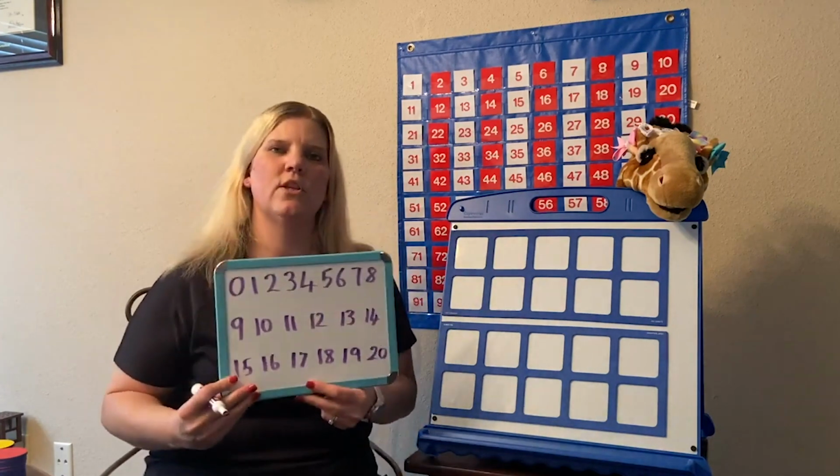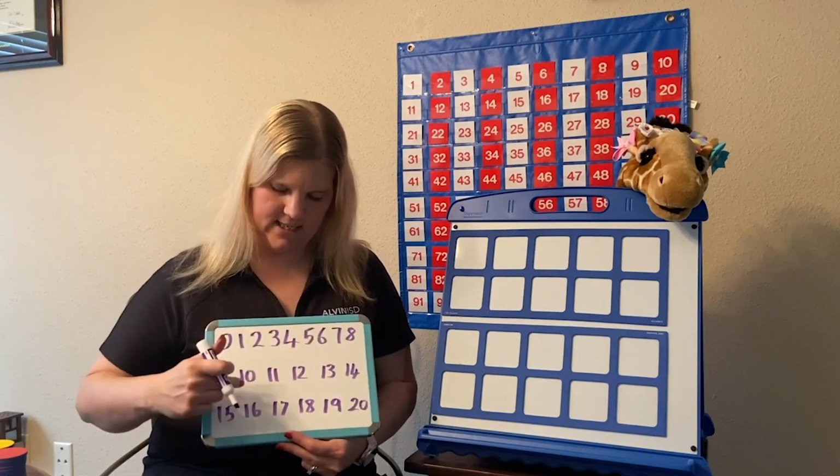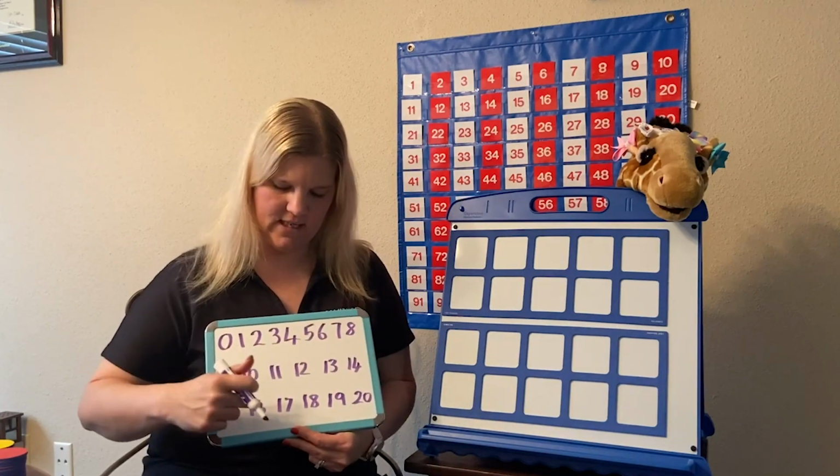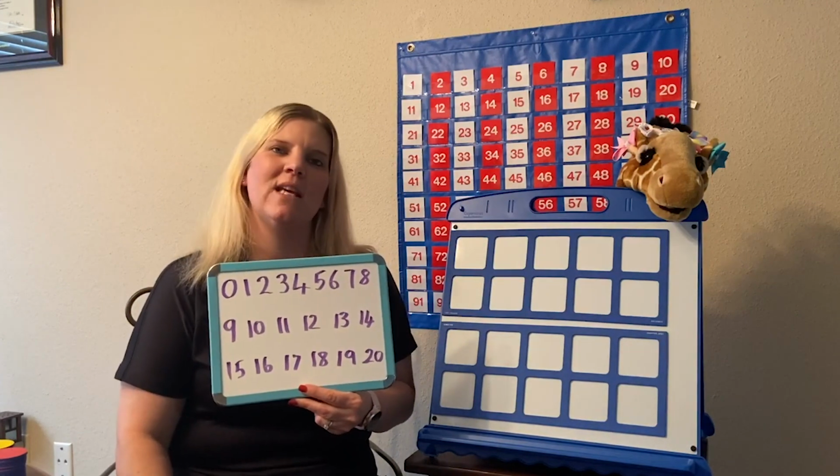Okay, so your numbers should be 0, 1, 2, 3, 4, 5, 6, 7, 8, 9, 10, 11, 12, 13, 14, 15, 16, 17, 18, 19, 20. If you haven't finished, just keep going, that's fine.